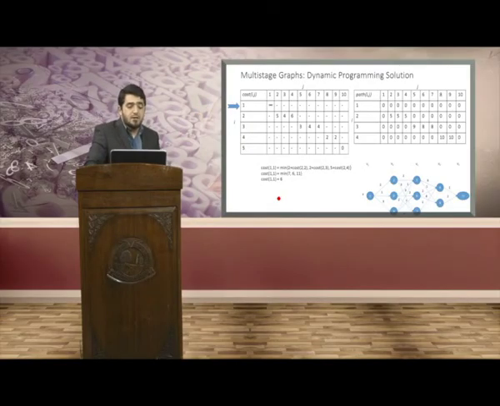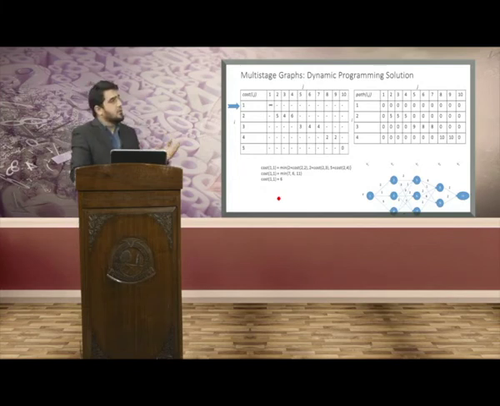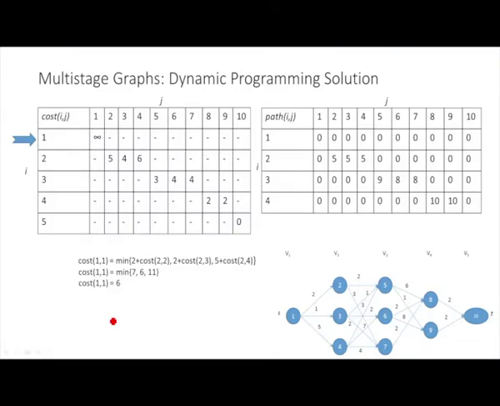We find that the cheapest node from node number 1 in stage number 1 is to select node number 3 in the next stage. And we store this value, the cost of 6, in the cost array for node number 1, and we also store 3 in the path array for node number 1 in stage number 1.